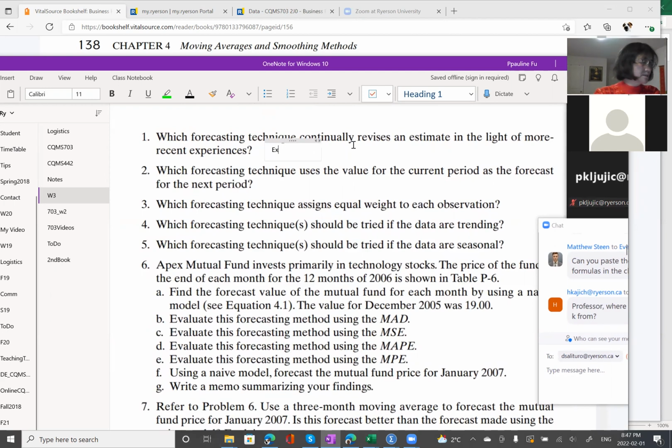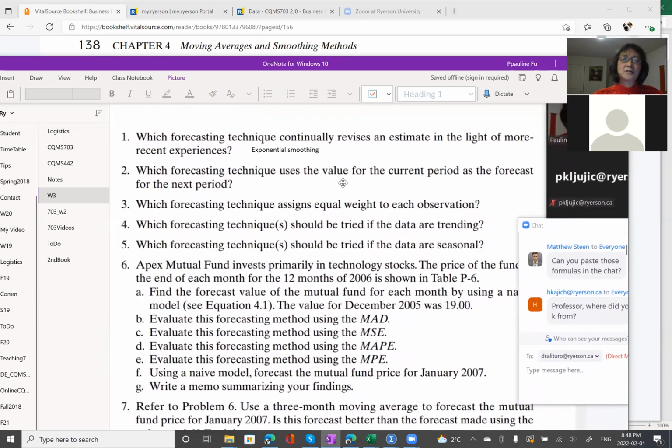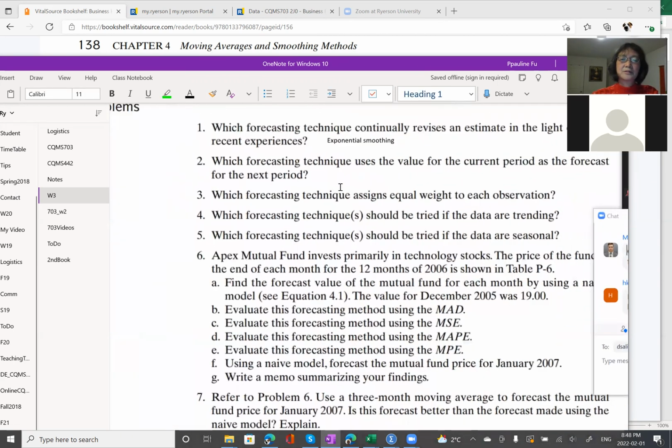Question 1, which forecasting technique continually revises an estimate in the light of more recent data? Any idea? It is just the example we did, exponential smoothing. So question 2. Which forecasting technique uses the value for the current period as the forecast for the next period? Anyone? Naive model. Okay.